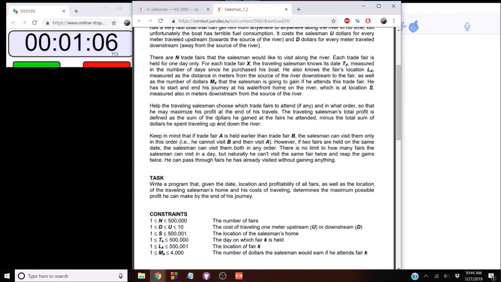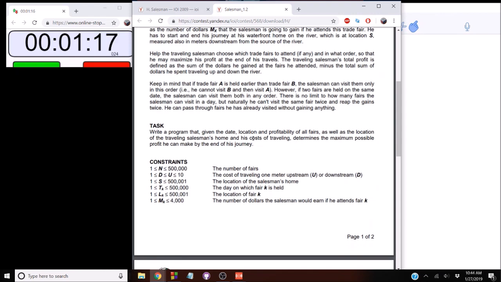He has to start and end his journey at the waterfront home on the river, which is at location S, also measured in meters downstream from the source of the river. Help the traveling salesman choose which trade fairs to attend, if any, and in what order, so that he may maximize his profit at the end of his travels. The traveling salesman's total profit is defined as the sum of the dollars he gained at the fairs he attended, minus the total sum of dollars he spent traveling up and down the river.